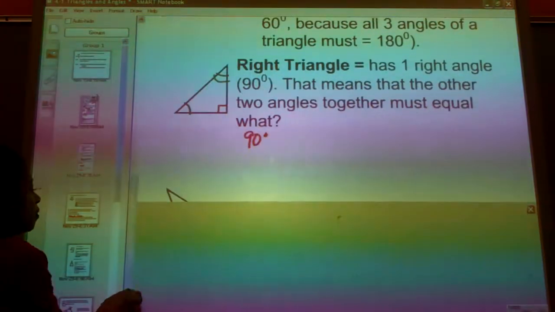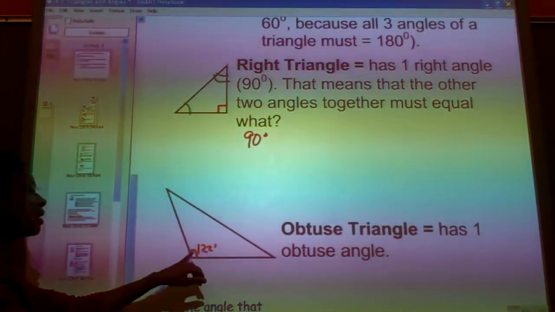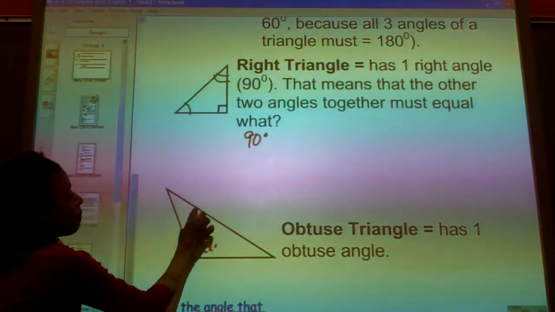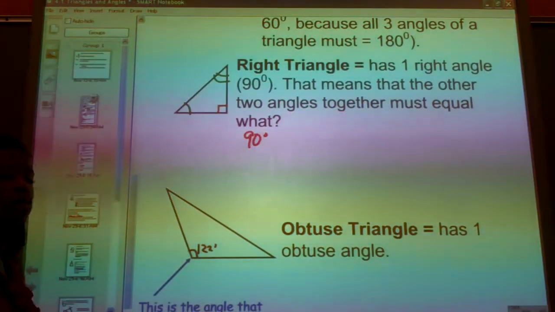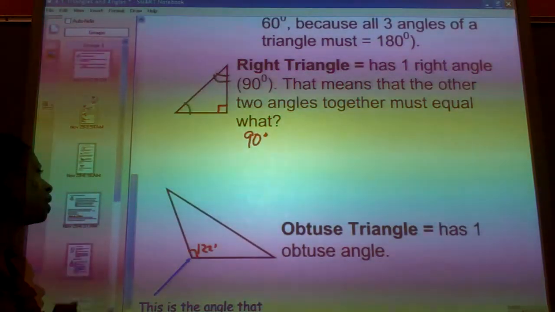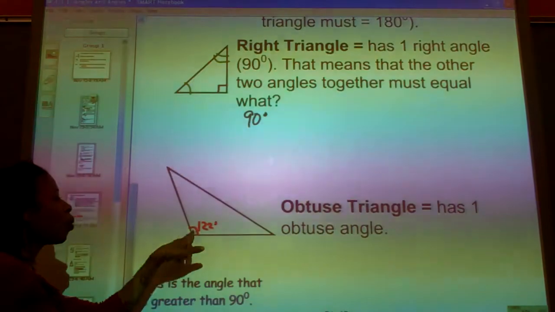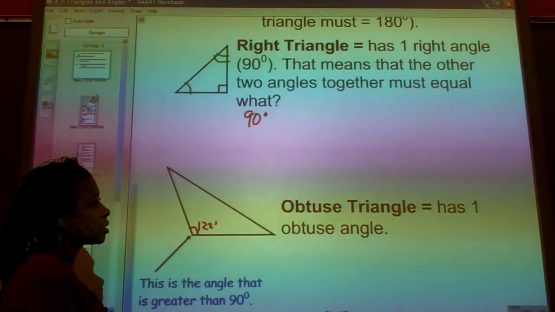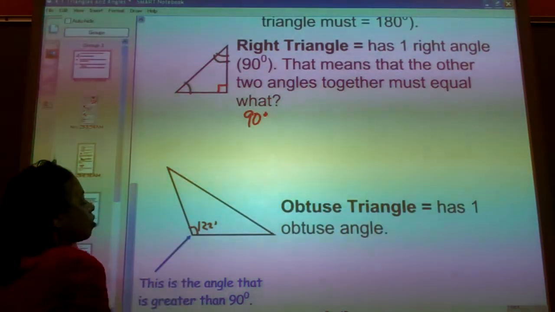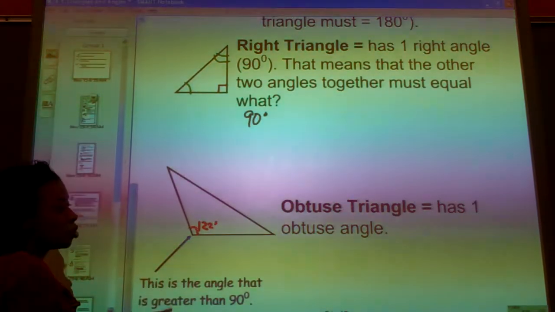Okay? Next triangle is the obtuse triangle. What the obtuse triangle means is that there's only one angle on the interior that must be obtuse, or in other words, greater than 90 degrees. We need to remember that. The one angle is greater than 90 degrees. So we call this an obtuse triangle when we have one angle that is greater than 90 degrees. This will be an obtuse triangle.